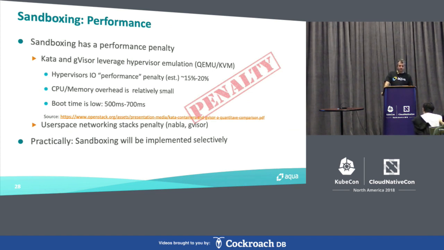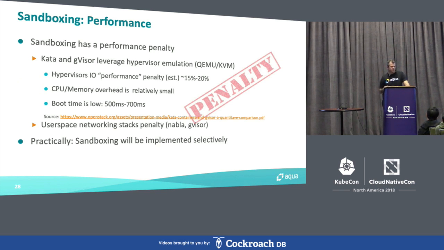CPU, from what I saw in all the benchmarks, is relatively low, but again, there is more CPU required than a classical container. So CPU and memory overhead is still small. Boot time is very quick. You can see that in a few hundred milliseconds, you can be up and running. And again, this is the source. You can look at the OpenStack. They made a very nice benchmark of all different scenarios.